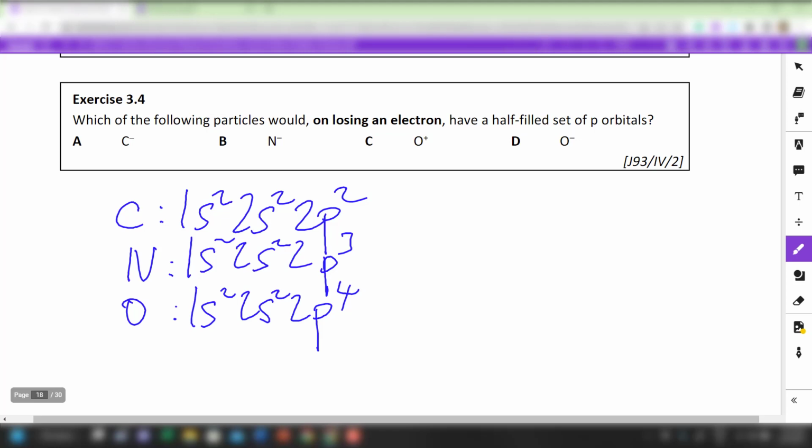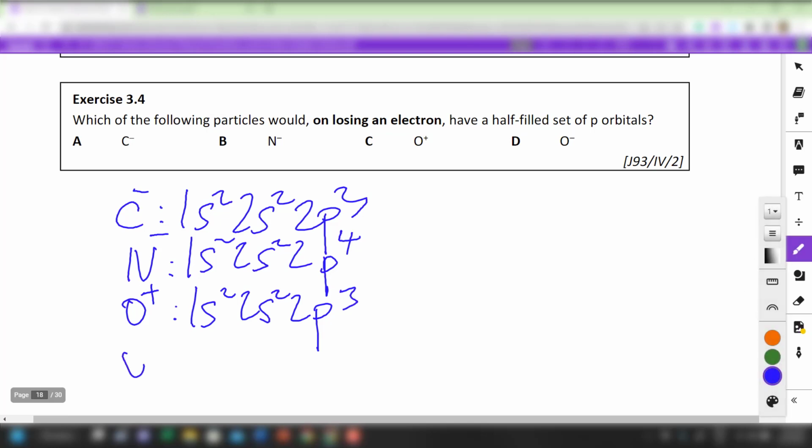Over here they said on losing an electron have a half-filled set of p orbitals. So they are talking about these particles, not their elements. In this case, I have to write it as C minus. For C minus, the valence electrons will have 3 in the p subshell, so 2p3. For N minus, instead of 2p3, it will be 2p4. And for O plus, instead of 2p4, it will be 2p3.